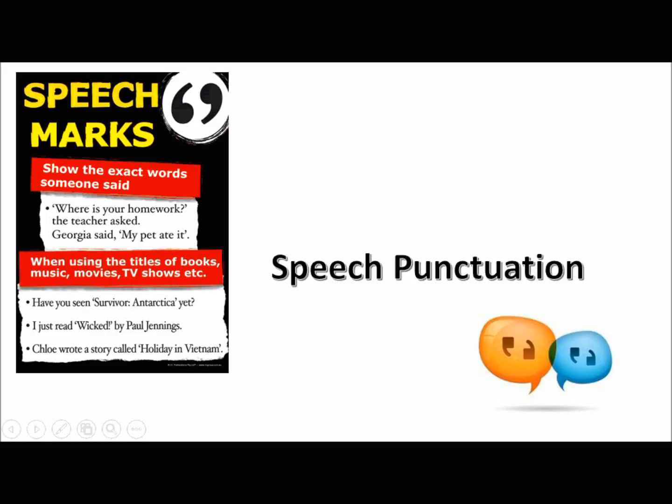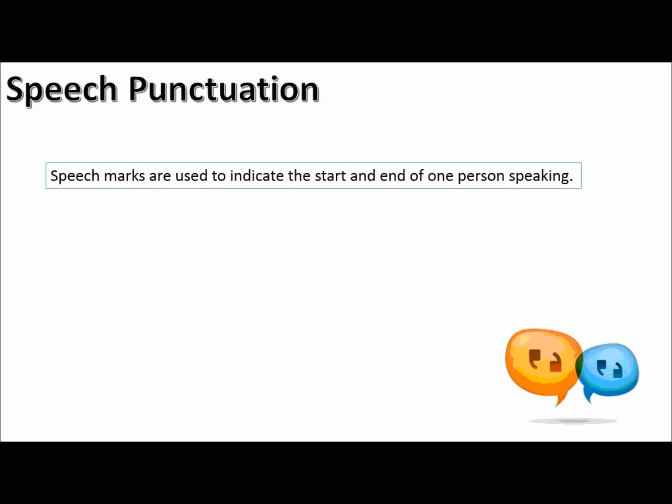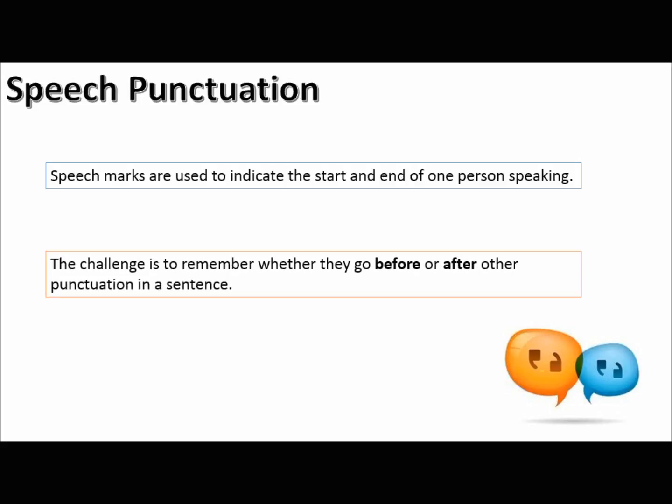This video will explain how to use speech punctuation when we are writing direct speech. Speech marks are used to indicate the start and end of one person speaking. And so, if we change speaker, then we will need a new set of speech marks to surround the words that they are speaking. The challenge is to remember whether the speech marks go before or after other pieces of punctuation in a sentence. And also there are some challenges to do with capital letters.